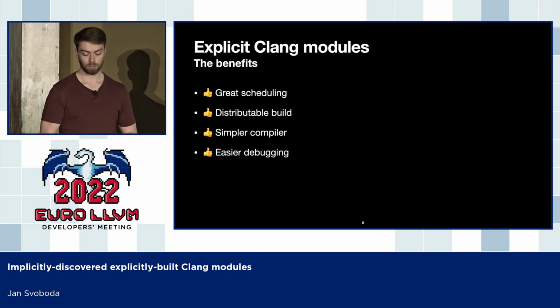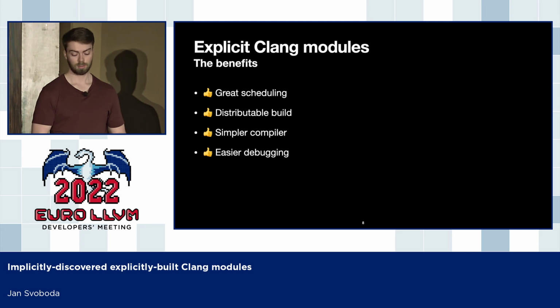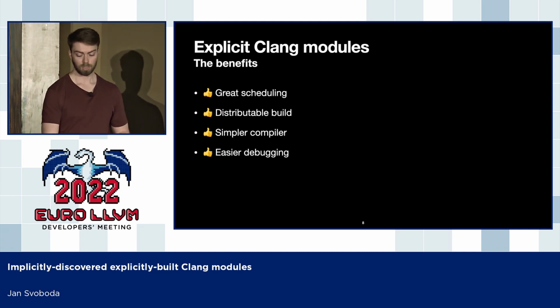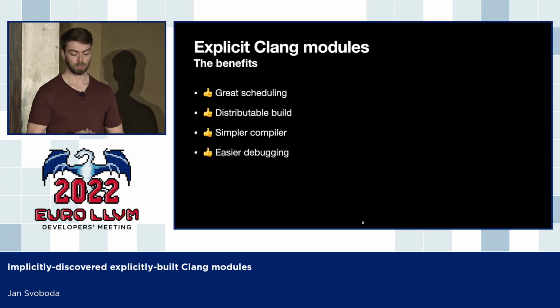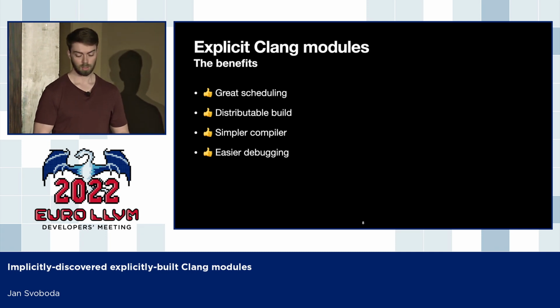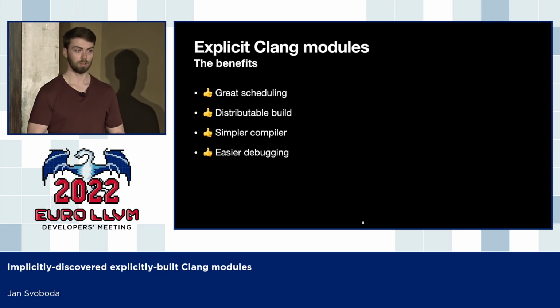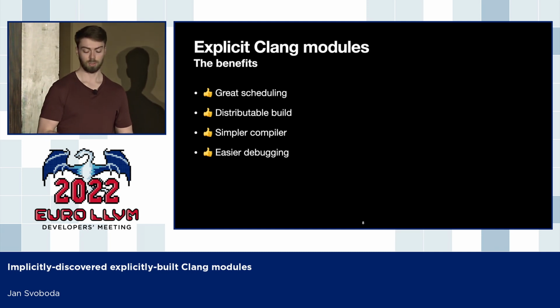So what has the integration of modules into the build system brought us? Because the build system knows the structure of the whole build, we get better scheduling. If multiple Clang invocations need the same module, it can be pre-compiled in parallel with other modules instead of blocking all invocations. As a bonus, it actually becomes possible to distribute the build across multiple machines.